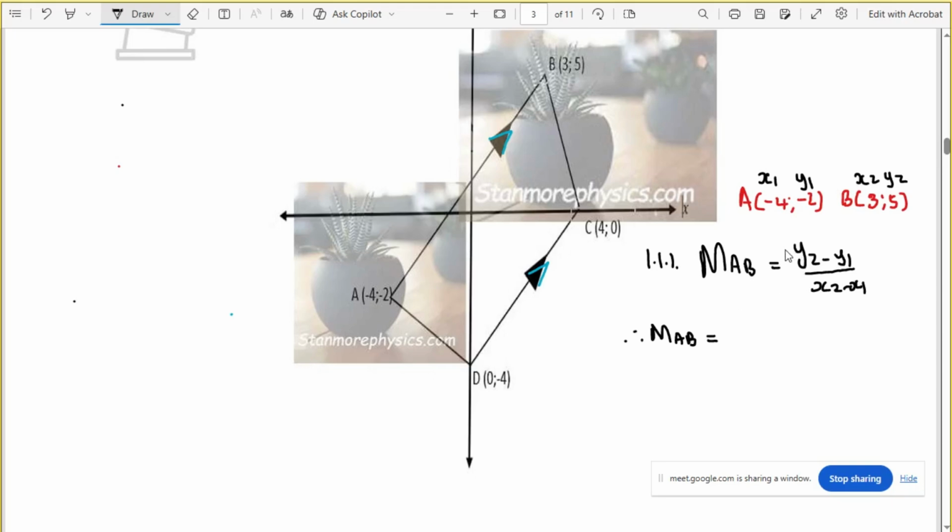Right, then I'm going to sub in the values correctly. So this will be, where there's y2, I need to put 5 minus y1. So look at the y1, it's negative. I need to put it inside the bracket as negative 2. Then everything is divided by x2, that's 3, minus x1, which is also negative. We put it inside the bracket. Then when you work out the top part, this will be 5 plus 2, that's 7, over the bottom part, 3 plus 4, that's also 7. Therefore, the gradient of AB is just 1. Are you happy with that?